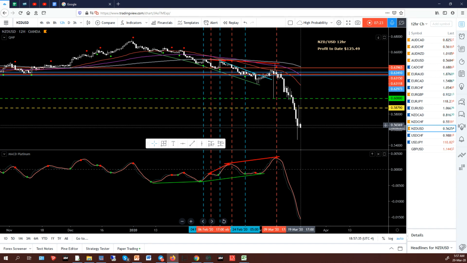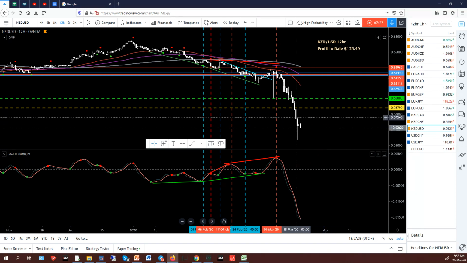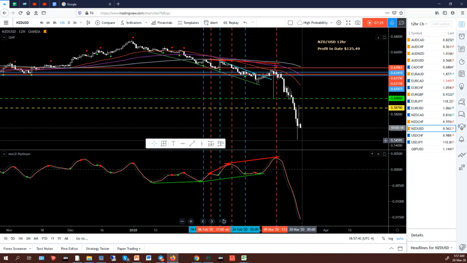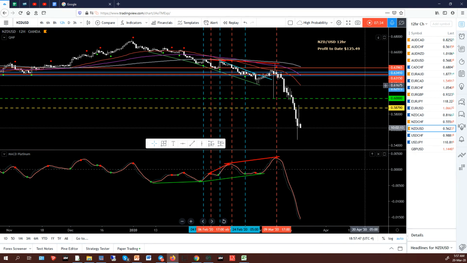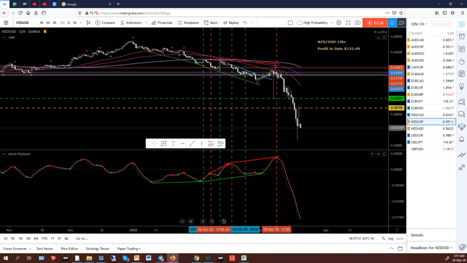So I just closed all trades. I'm not going to risk it. This thing's in a downtrend, but I don't know how much downside it's got. That's pretty low for the Kiwi down there. All right, moving right along. So that's closed. Overall profit's been added. No open trades on the New Zealand USD.